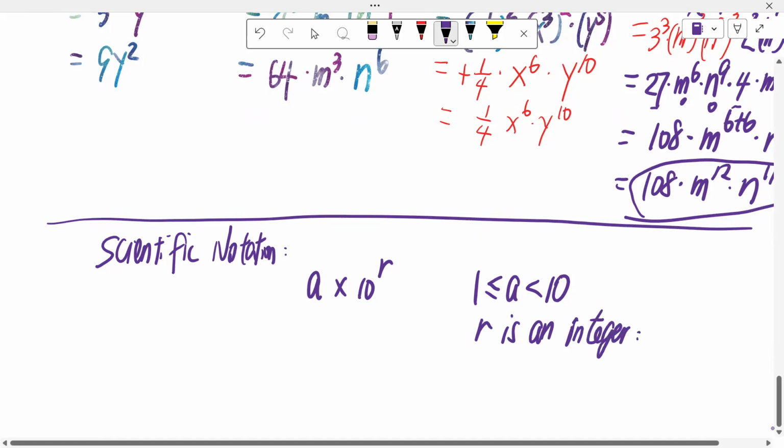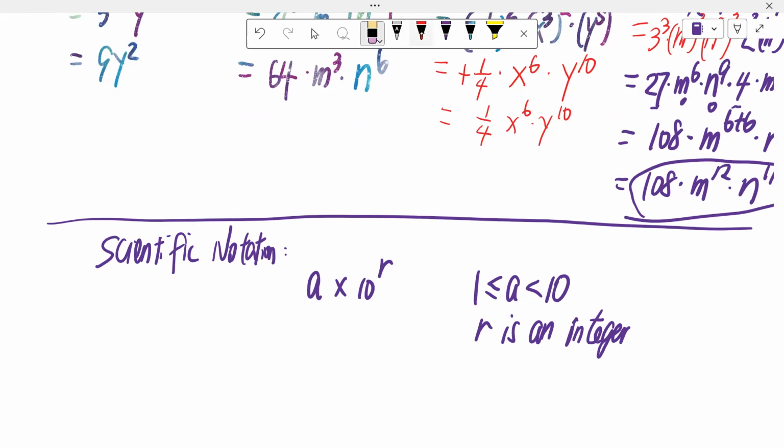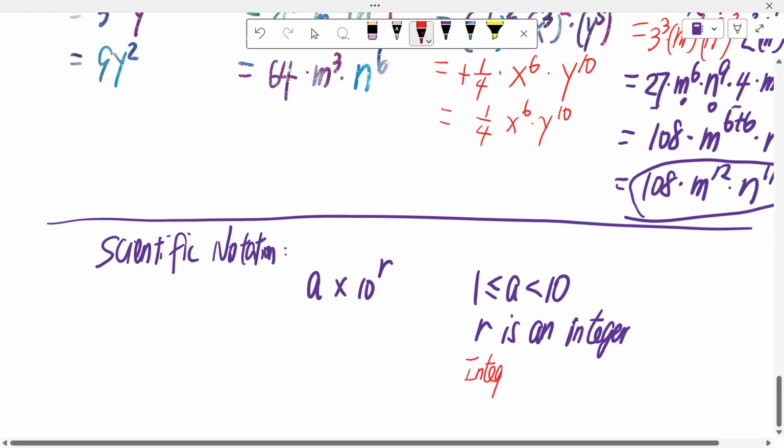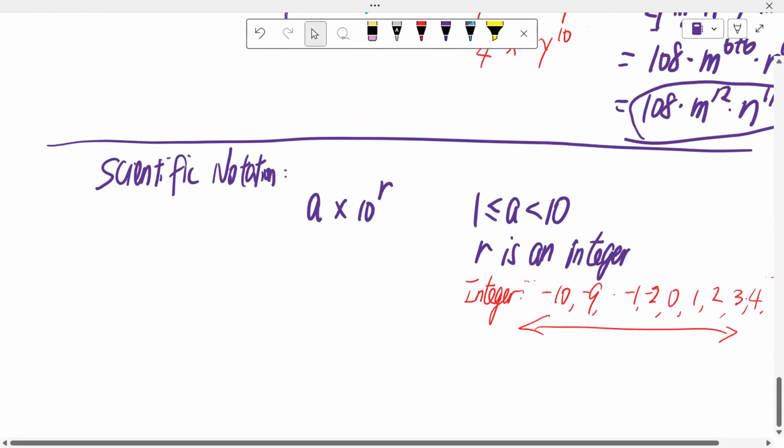Integer means, okay, let me just rewrite it. A typical integer list looks like this: negative 10, negative 9, all the way to 0, 1, 2, negative 1, negative 2, right? All these are integers. This is a typical list of integers. It goes on in both directions forever.